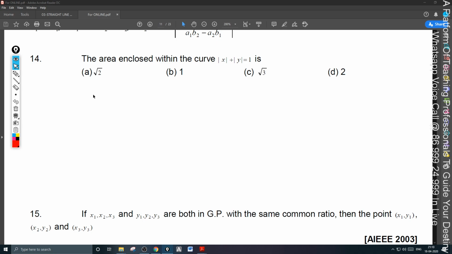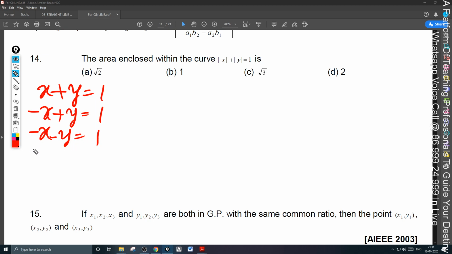What are the lines you get? The lines you get are x plus y is equal to 1, and minus x plus y is equal to 1, minus x minus y is equal to 1, x minus y is equal to 1. How do you get this?